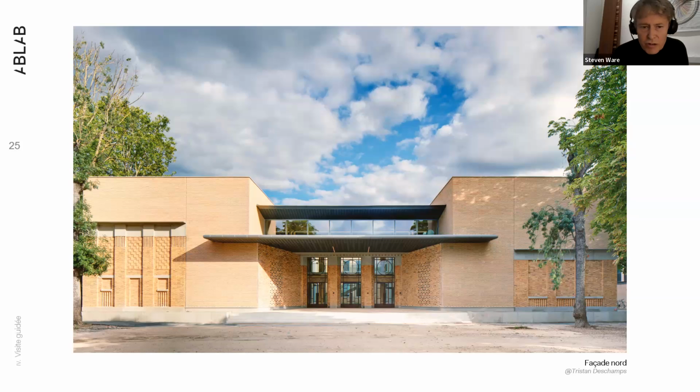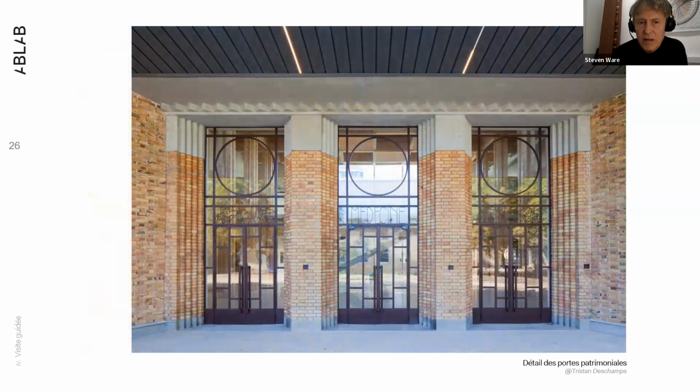But you can also see, if you've got the trained eye, that there are ramps for handicap access, for a wheelchair. So this building is also being opened up in order to respond to a number of usage patterns which were not at all present in the building previously.